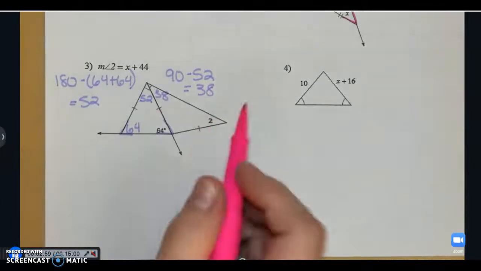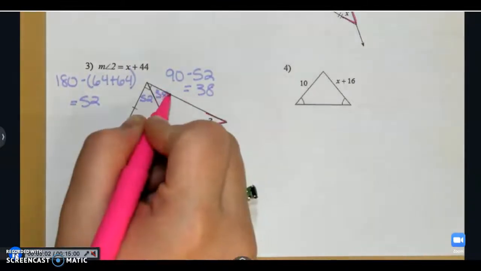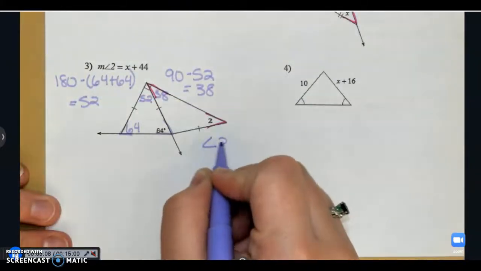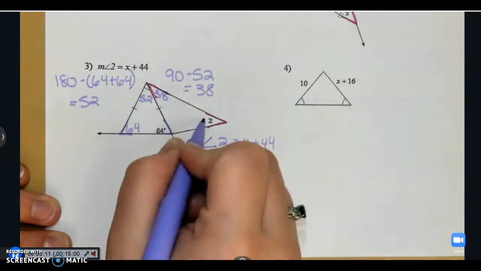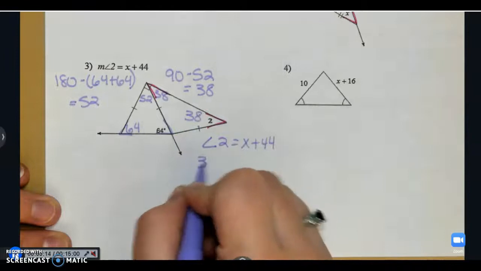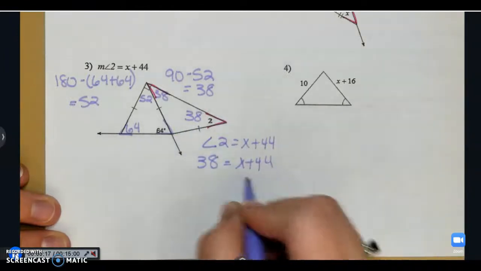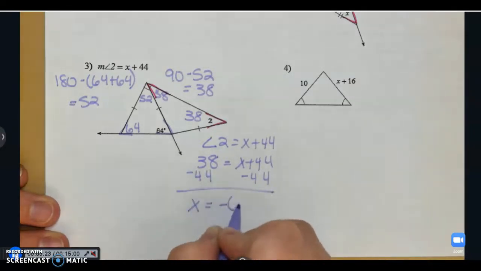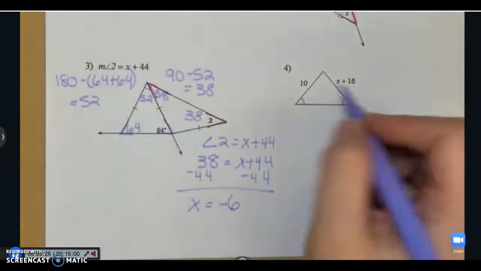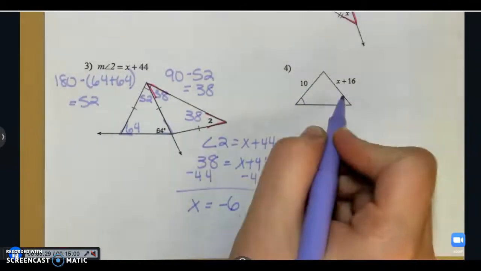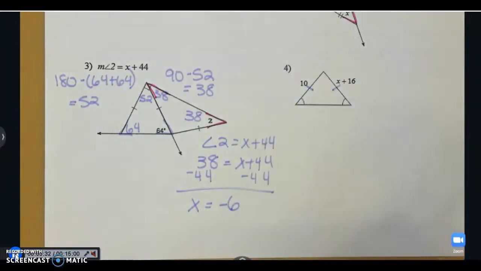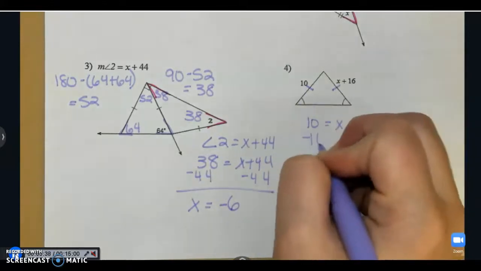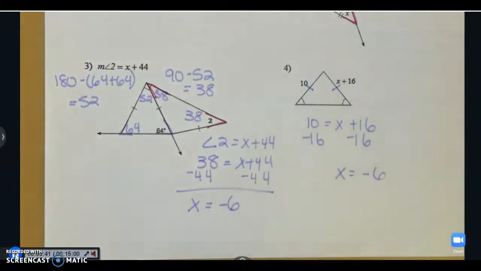Then looking at our triangle on the right side, this angle 2 is congruent to that 38-degree angle according to my tick marks. So angle 2 is equal to x plus 44. And because it's congruent to that 38-degree angle, that means that 38 is equal to x plus 44. So to find x, I'm going to subtract 44 on both sides, and we get that x is equal to negative 6. Okay, one more. Here on number 4, I'm told that my base angles are congruent, which means the sides opposite those two angles are congruent. So 10 is equal to x plus 16. So to find x, we're going to subtract 6, and we get that x is negative 6.